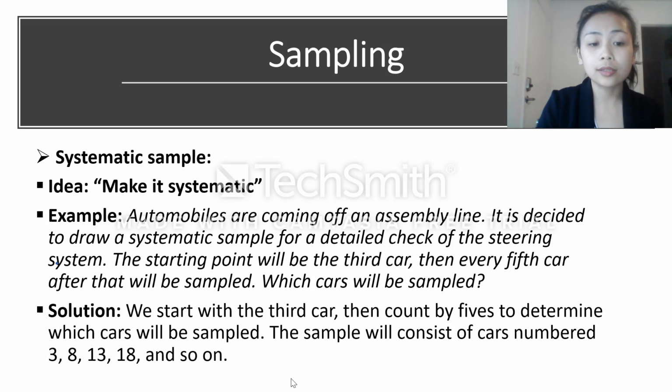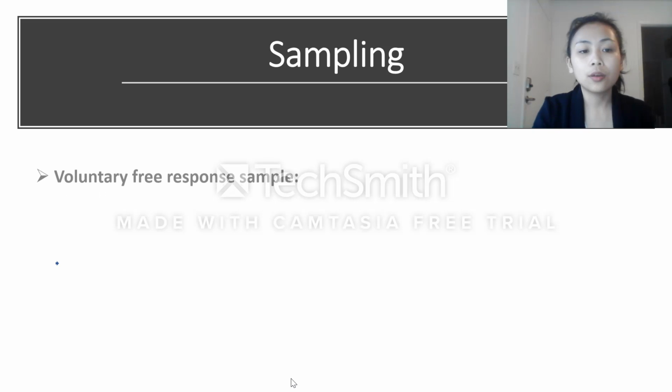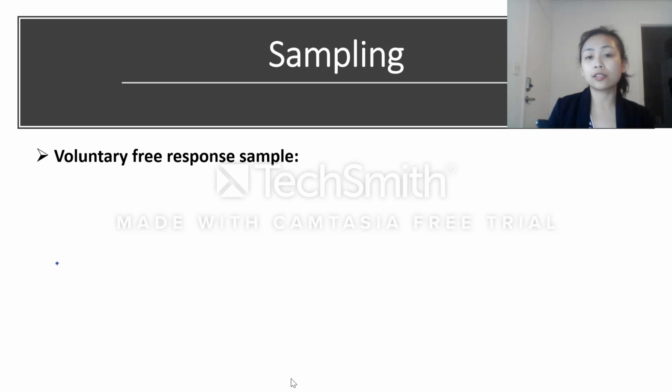So in this case, we start with the third car, then count by five to determine which car will be sampled. The sample will consist of the car numbers 3, 8, 13, 18, 23, and so on. So that is about systematic sampling.